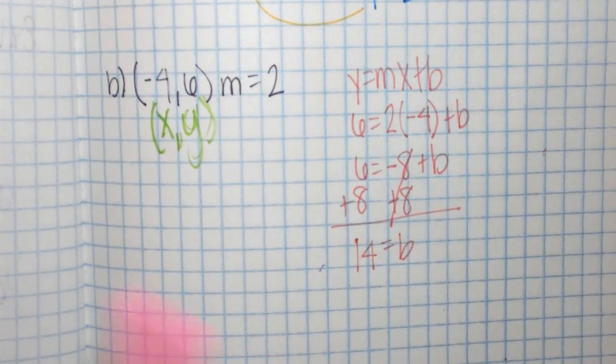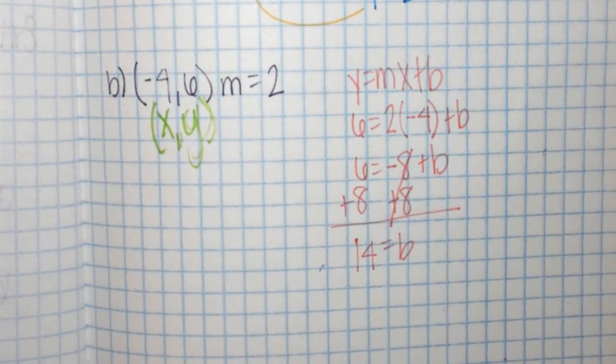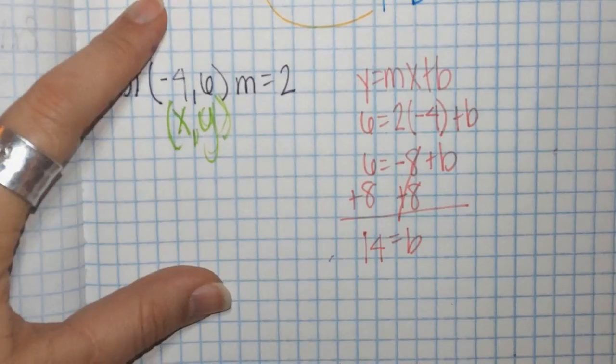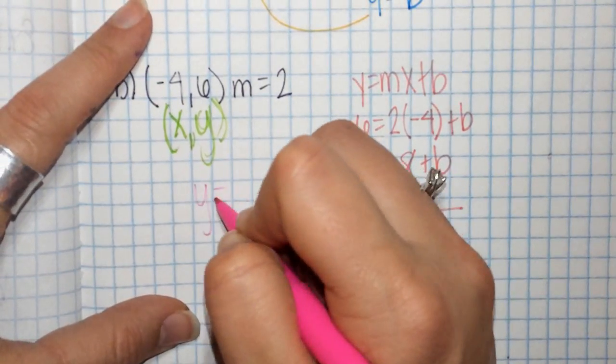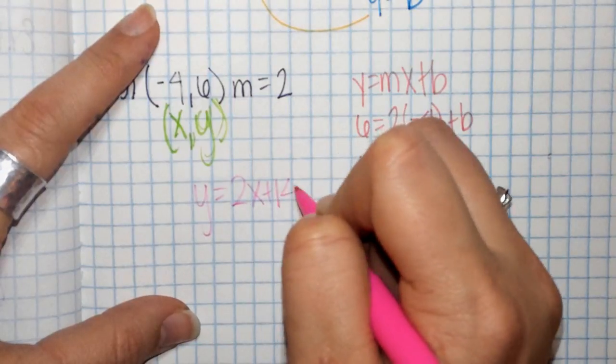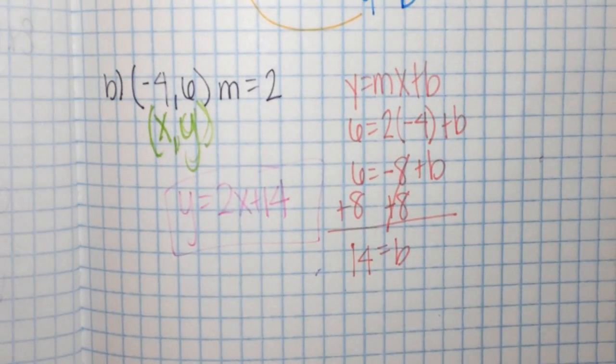All right, now, are we done? No, we have to write in slope-intercept form. So who can tell me how to write in slope-intercept form? LJ. Yes, awesome. Give your team a point. Y equals 2x plus 14. Is everybody with me? Are we sure?